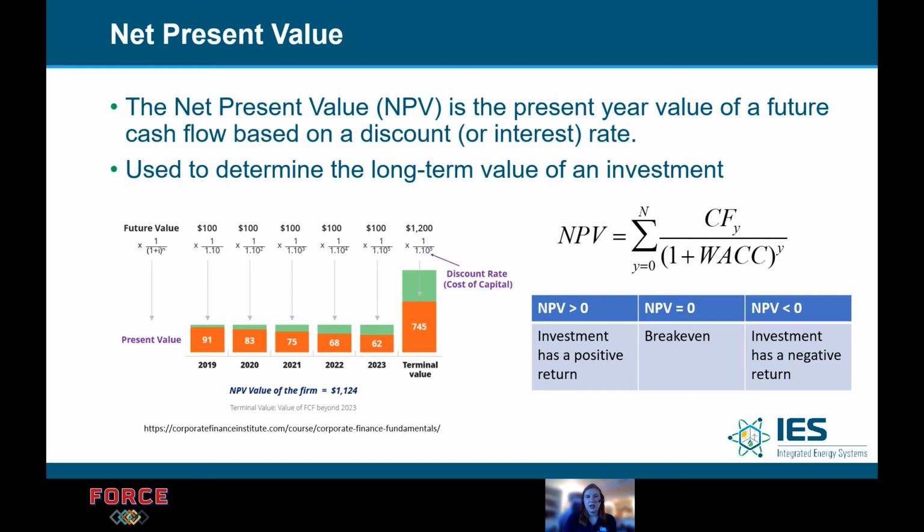But essentially, cash that you earn in the future is not worth as much in the present. So you use the NPV to figure out if an investment is going to be profitable in the future. So if your NPV is greater than zero, it means that you're going to have a positive return. If it equals zero, that means you're basically going to break even. And if it's less than zero, then your investment's going to have a negative return.